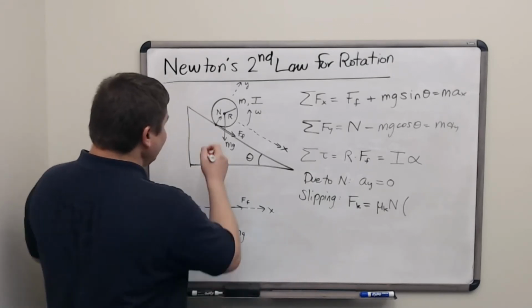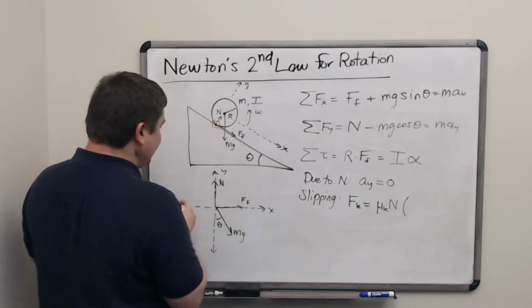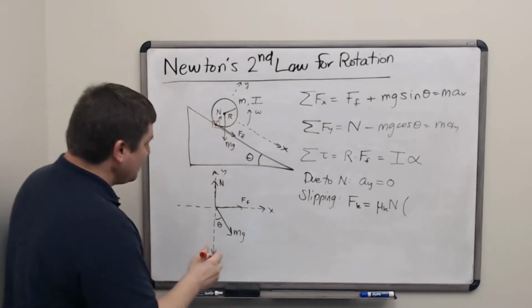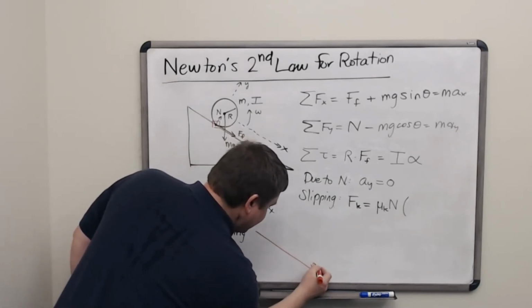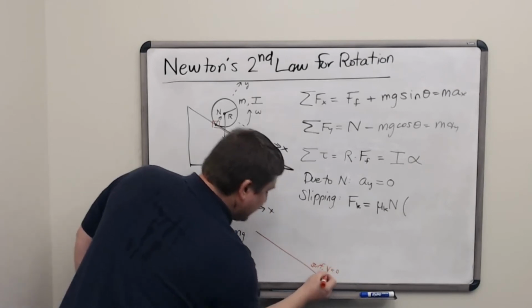So let's zoom in right on this bottom of the circle here and think about what's going on right there. So here we have a surface which has no velocity at all.